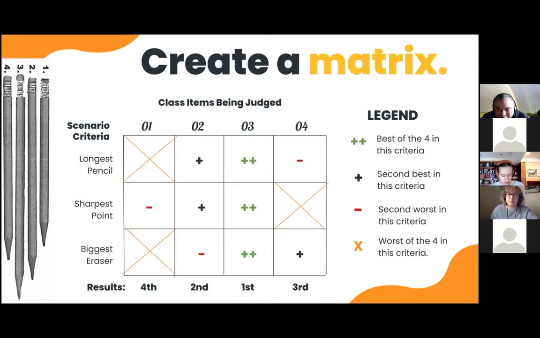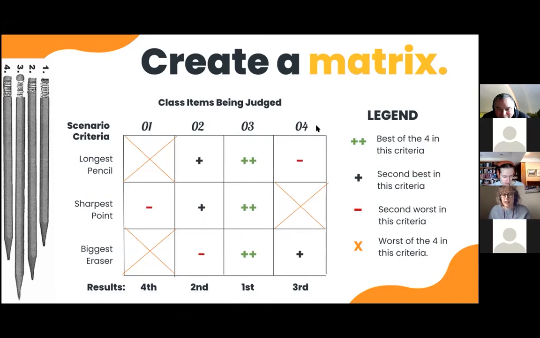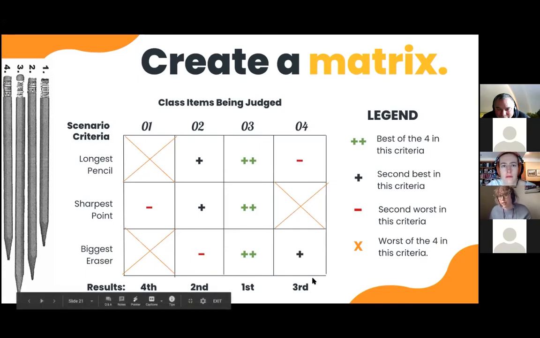Second place, we can look at pencil number 2. It had 2 thumbs up and 1 thumbs down, and it wasn't the worst in any case. So that should be put in second place. Number 4 had 1 criteria where it was the worst, but it wasn't the worst of the class out of the criteria we're looking at. So that one should probably be in third place.